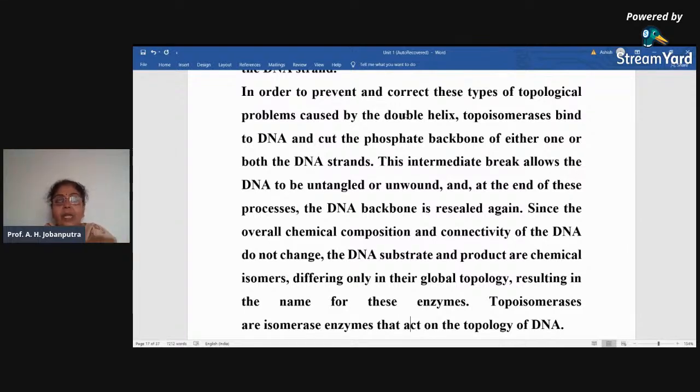So once again, you can focus here that the substrate and the product, that is overwound DNA and underwound DNA, both are just the topological isomers. They are nothing but the topological isomers. And they are only going to change the topology. They are not going to change any part of the DNA chemically.